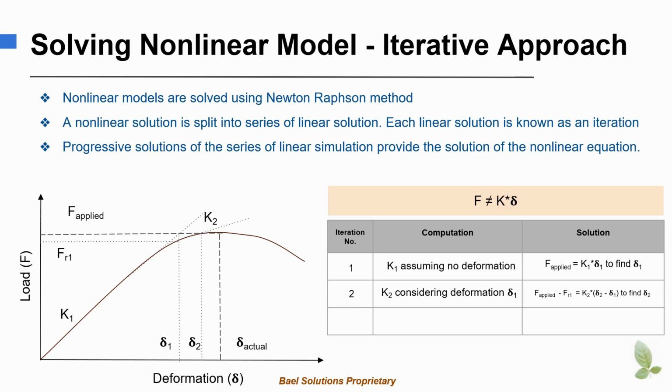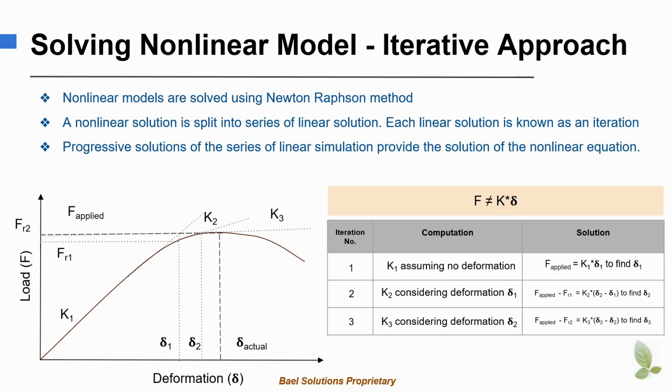The same process is repeated in iteration 3. New stiffness of the structure, considering the deformations, delta 2, is again calculated. Similarly, reaction forces, and the difference between the applied load and the reaction forces, or the residuals, are again calculated at the end of iteration 2.